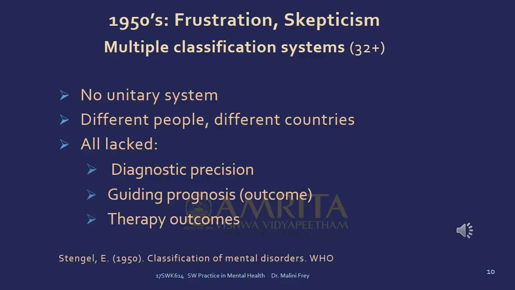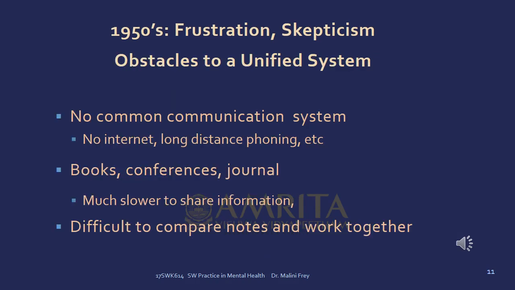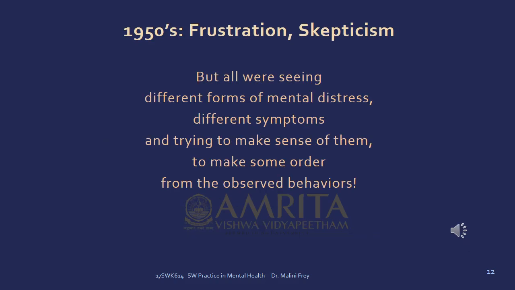And that's what happened. Now, again, remember, because this is so different from our world today, back then there was no common communication system, no internet, no long distance phoning. Everything was done through conferences and journals. The information took a long time to get around. Even though everyone was seeing different forms of mental distress, and everyone was identifying different systems and trying to make sense of them, this was the common goal. Everyone wanted to make sense of mental disorders. Everyone wanted to understand some order from them.